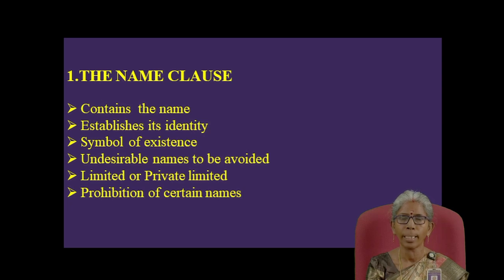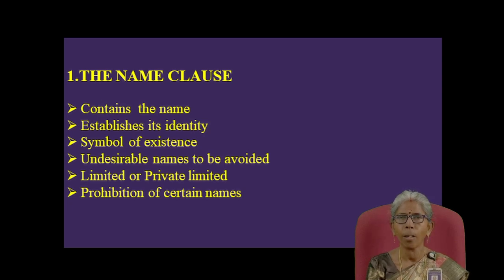First one, the name clause. It contains the name of the company. It establishes its identity. It shows the symbol of existence of the company. Here, undesirable names like identical names, similar names are to be avoided. Misleading names are also to be avoided.